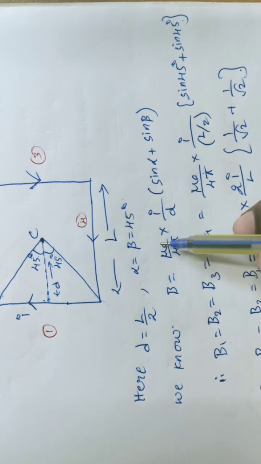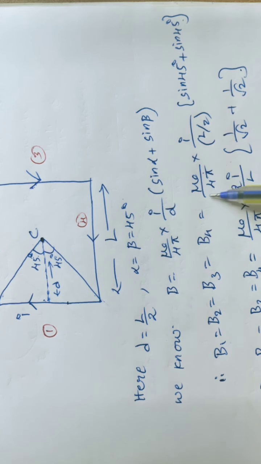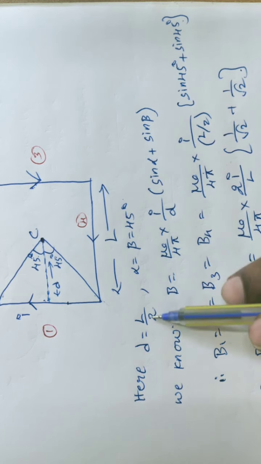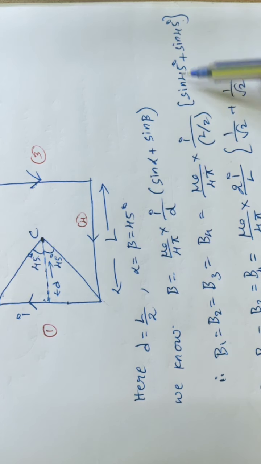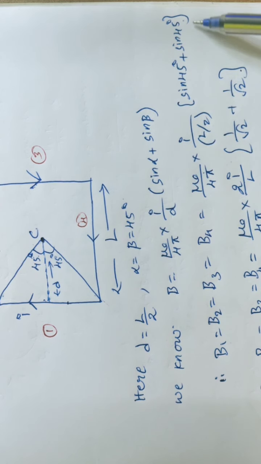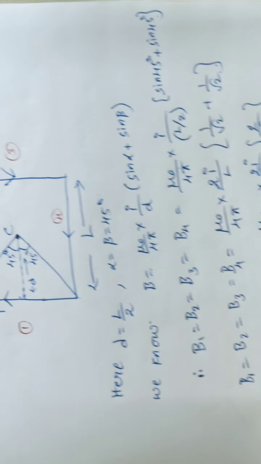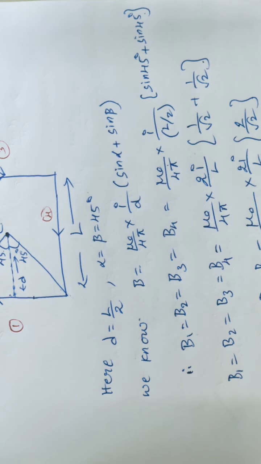Here mu naught by 4 pi is directly substituted. I is nothing but I only, but distance D is equal to L by 2. Sin alpha is nothing but sin 45 degrees plus sin beta is nothing but sin 45. Just rearranging and calculating these values, in the next step we get mu naught by 4 pi into, this 2 going to the numerator, 2I divided by L.